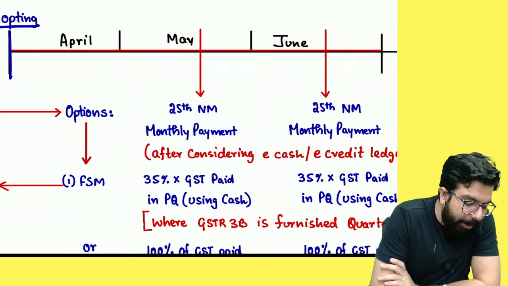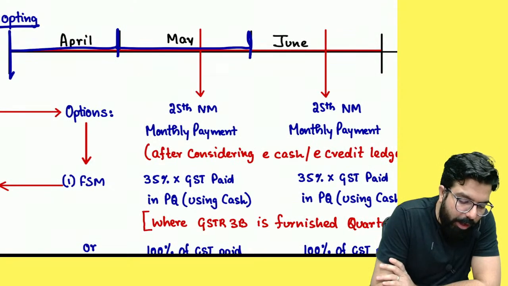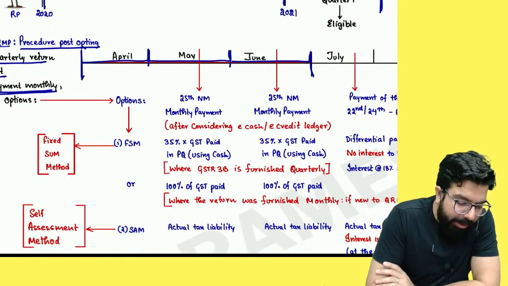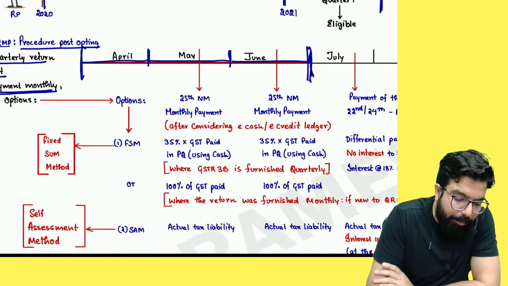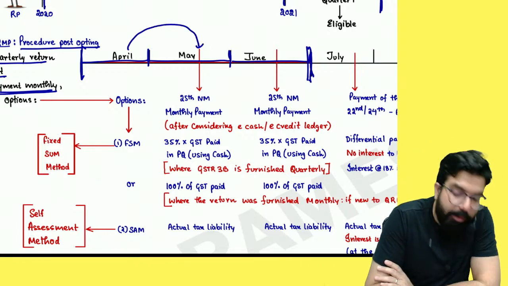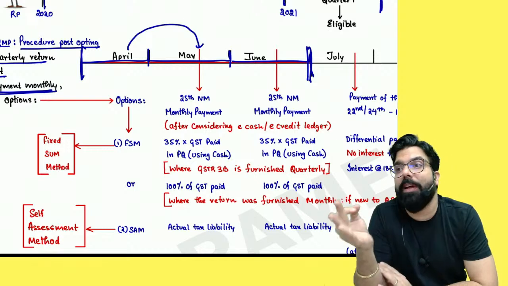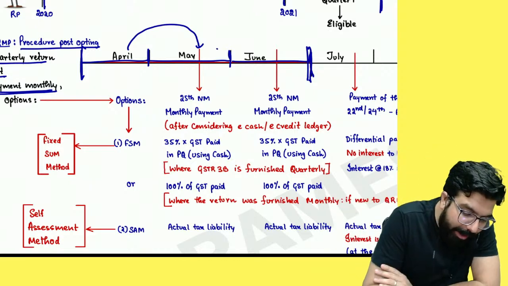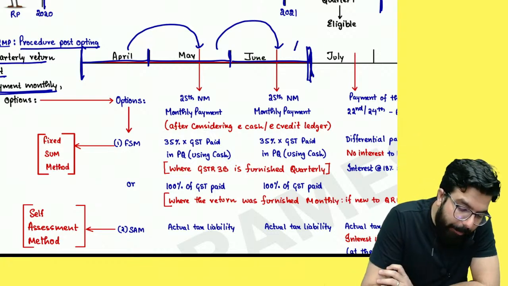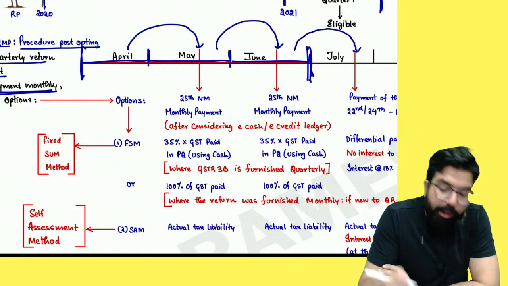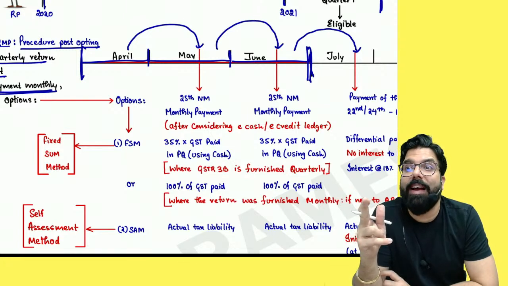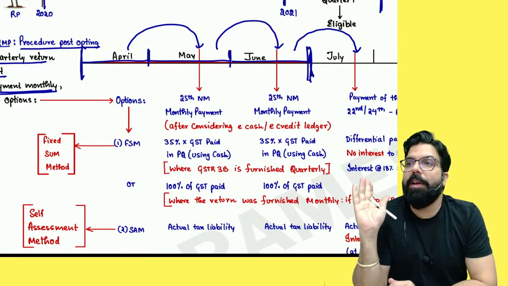So for an example, this is the month of April, this is the month of May, and this is the month of June. People, for this quarter, April, May, June, I have to make the payment every month. Yes or no? April ka payment I'll do by, you know what is the payment date? 25th of the next month. May month ka when will I do the payment? 25th of June. And June month ka payment when will I do, everyone? July 25th, nahi, July 22nd or 24th when I am filing the GSTR 3B. Is my point clear to all?